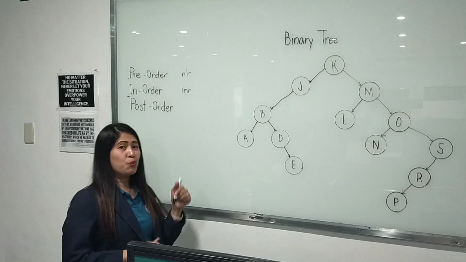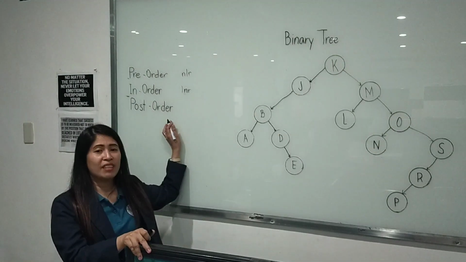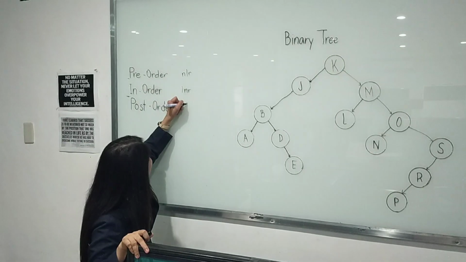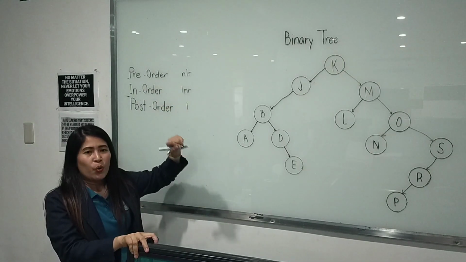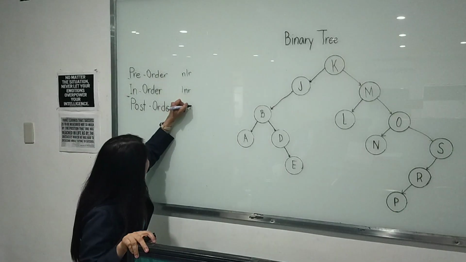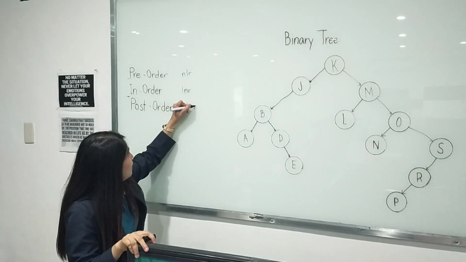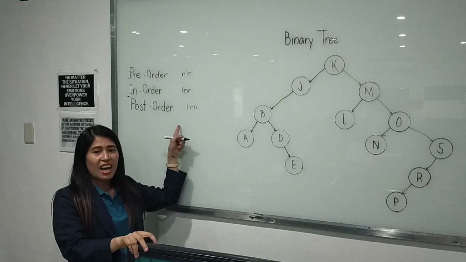And then for the last one, the post-order traversal, we go first to the left subtree. And then we go to the right subtree, and then we visit the node. So we can see how it posts.